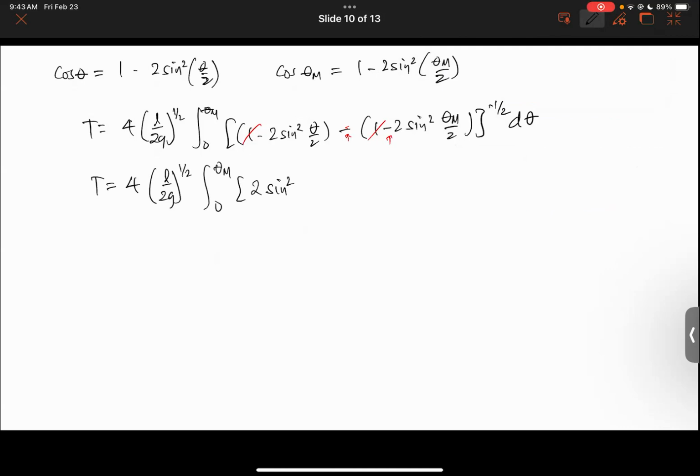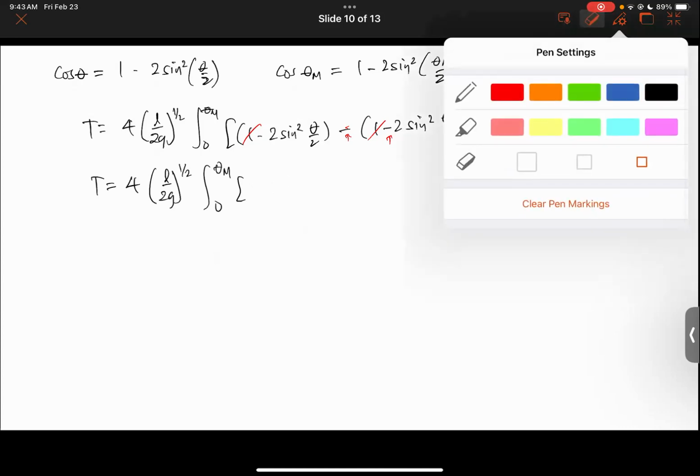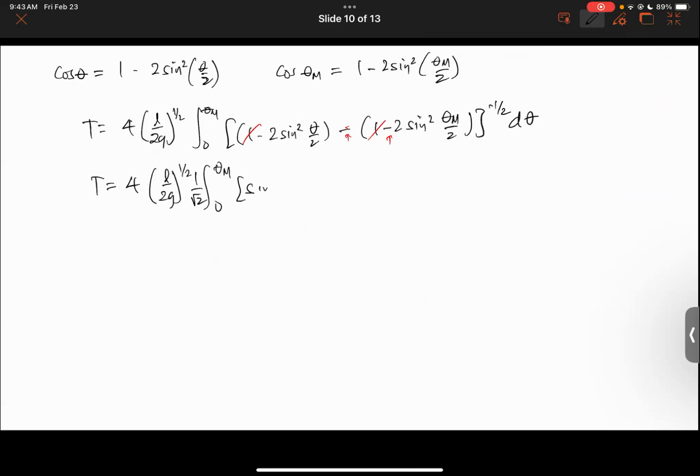of 2 sine squared. Pwede na natin actually factor out yung 2. 1 over square root of 2 yan. Sige, 1 over square root of 2. Factor out na natin siya. So 1 over square root of 2 times sine squared theta sub m over 2 minus sine squared theta over 2 raised to negative 1/2 d theta. Okay? So T is equal to 4 over square root of 2 times L over 2G raised to the 1/2, integral from 0 to theta sub m.